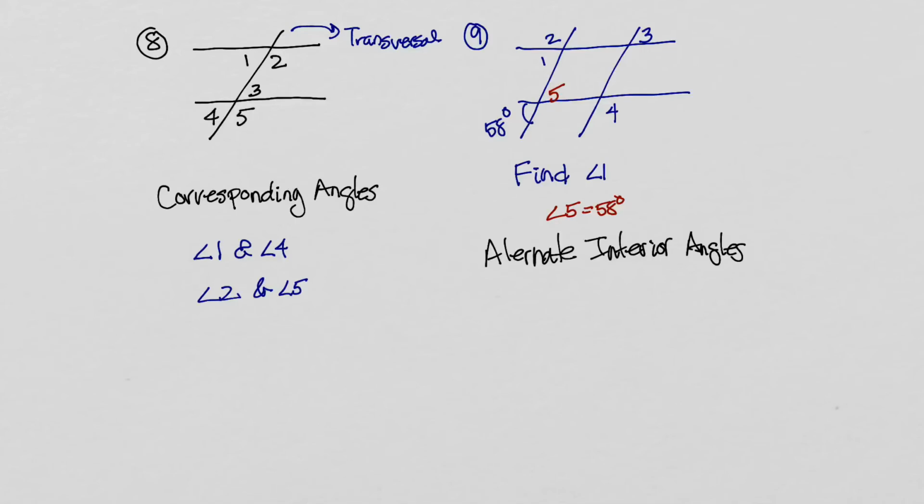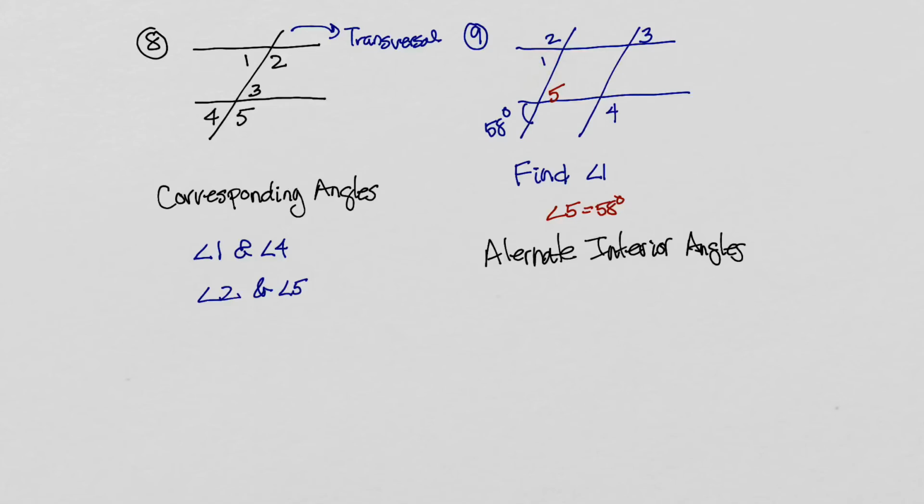Now, let's talk about alternate interior angles. Back over here in problem number 8, we talked about corresponding angles. Corresponding angles would be 1 and 4, because they kind of have the same position here. They're both these acute angles. And then 2 and 5, they both have that kind of outside position, those obtuse angles. But alternate interior angles are going to be angles on the interior that are alternate. They alternate on sides of the transversal.